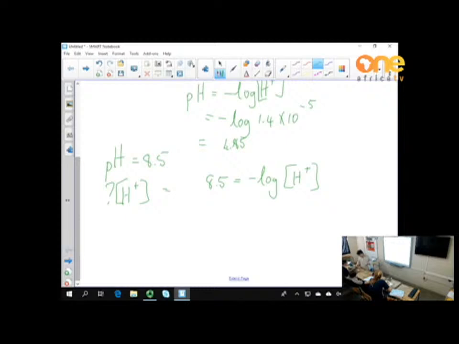This means that for pure water, that is equal to that, which is 10 to the power minus 7. The pH is therefore, for pure water, going to be 7.